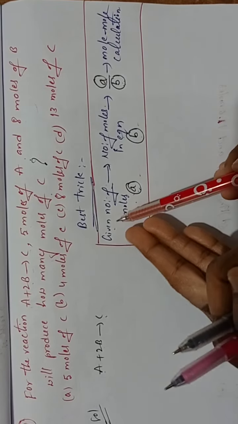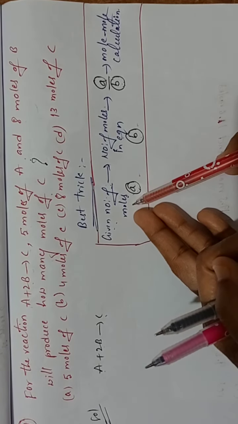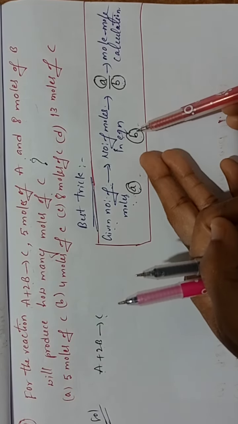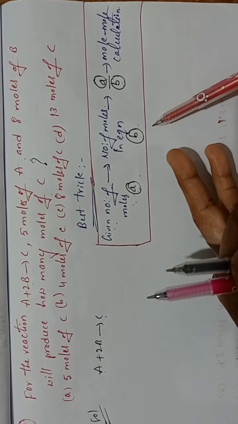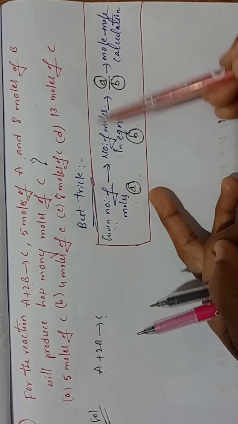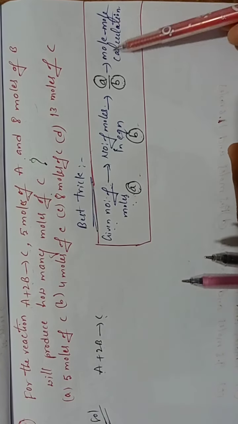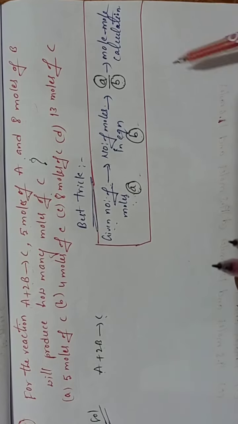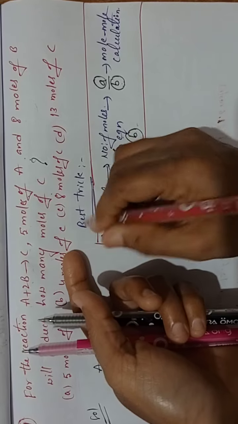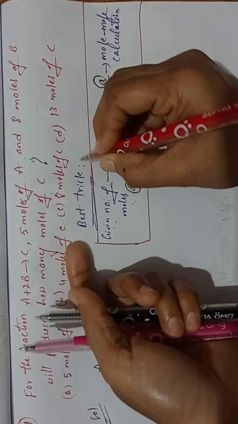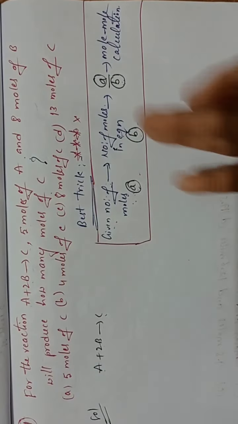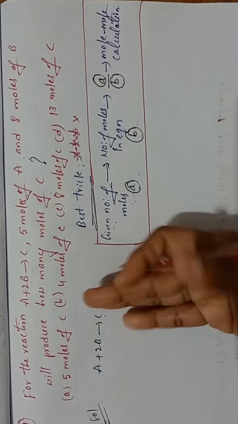So what you have to do first: write the given number of moles. Next step, write the number of moles in the equation. And next, A by B, that is given number of moles by number of moles in the equation. Later you have to calculate the moles, how many moles you have to find. Now see, students, this trick I am applying here. This is a very important trick, students. Understood? So please remember this trick. Now we are doing the problem.